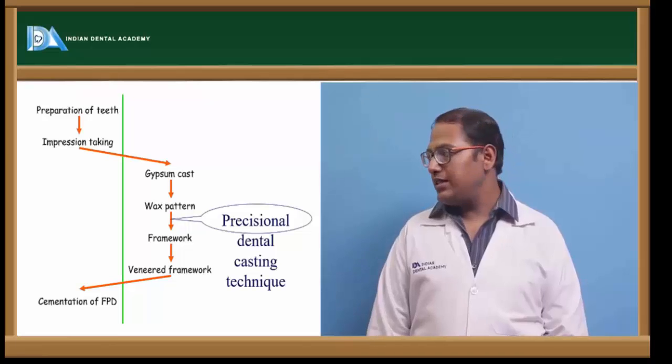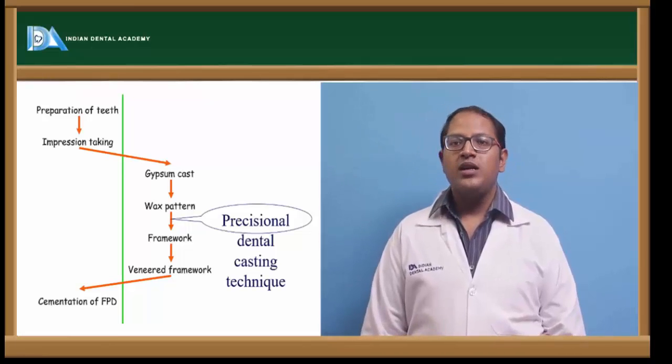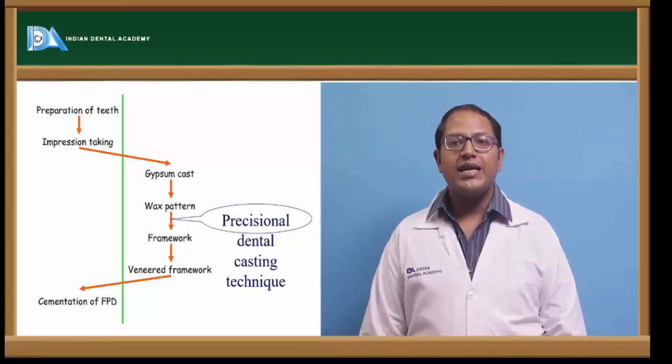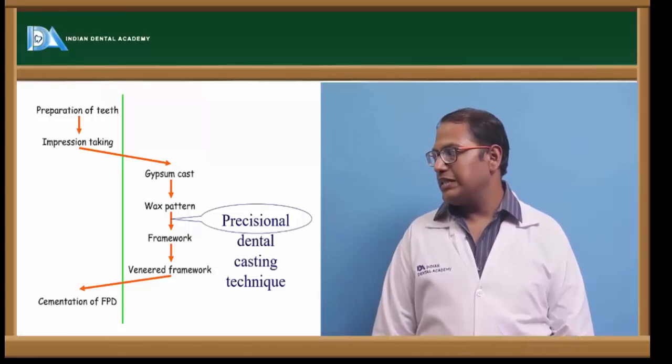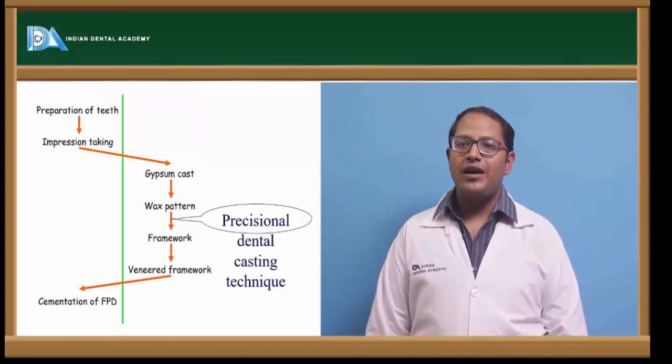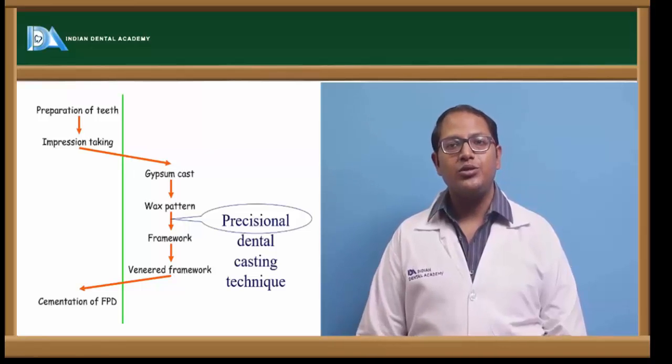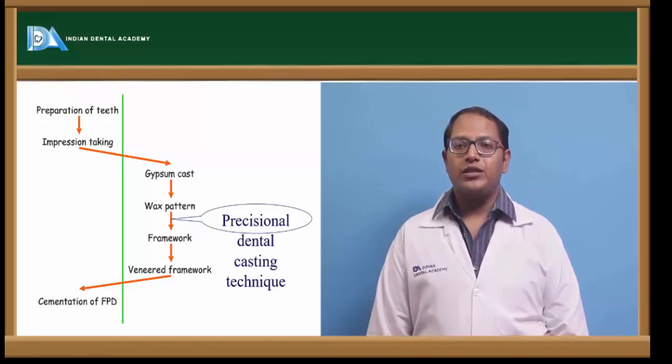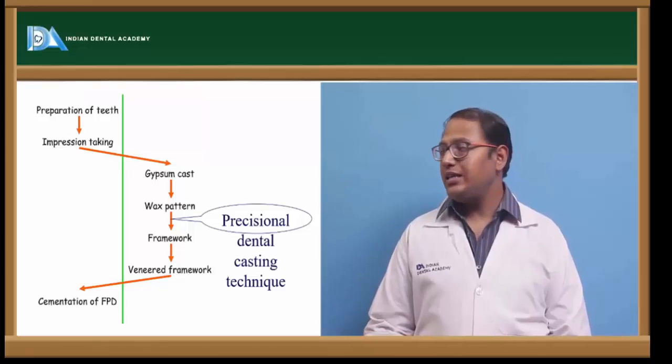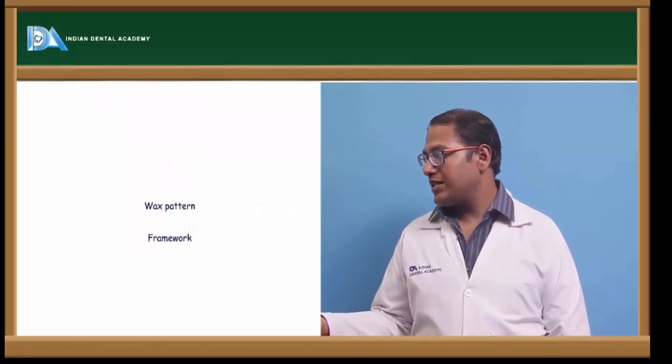Initially we will prepare the teeth, then the impression is made. Then you will make a gypsum cast out of it. You will prepare the wax pattern. From the wax pattern, you will use a precision dental casting technique to convert it to the framework. Now, what does that casting technique consist of? What are the steps?